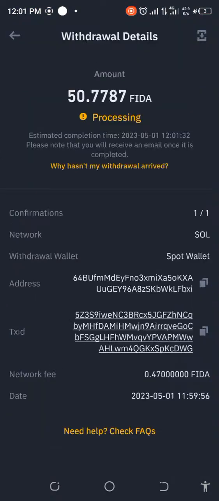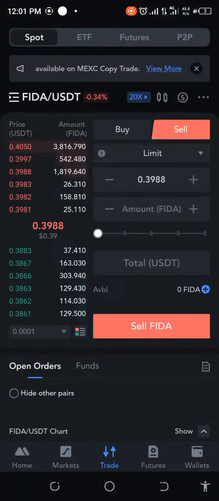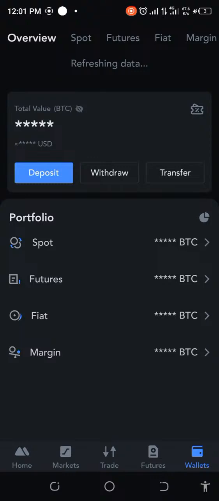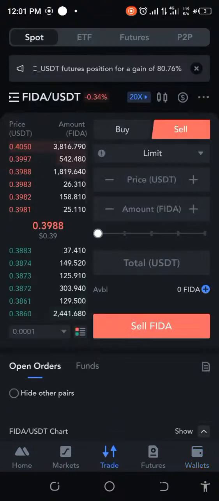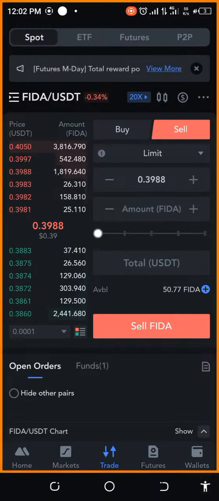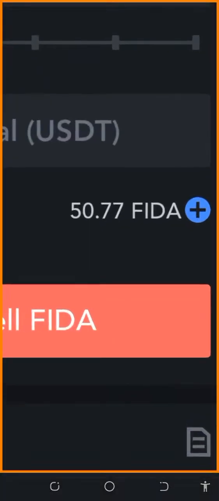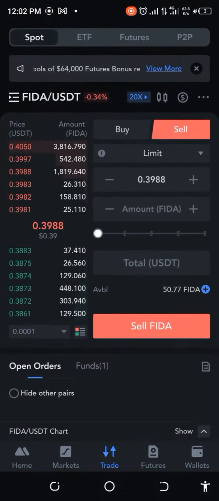Okay, so it's currently processing. All right, so let's wait for it and see how long this is going to take. As you can see, it's processing. That's the transaction ID and all the other information. Okay, so let's go over to MEXC and see how long this is going to take. It's going to show us when it gets here. Let's go back. Oh, it's here. Can you see that? It's already arrived.